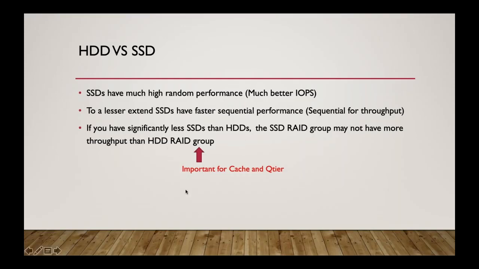And this becomes really important when you're thinking about cache or qtier, because if you try to use cache or qtier to accelerate throughput, but your SSD RAID group has less throughput than your HDD RAID group, cache could actually slow you down rather than speed you up. And I've had customers this has happened to, and this problem can be avoided as long as you configure your cache correctly.